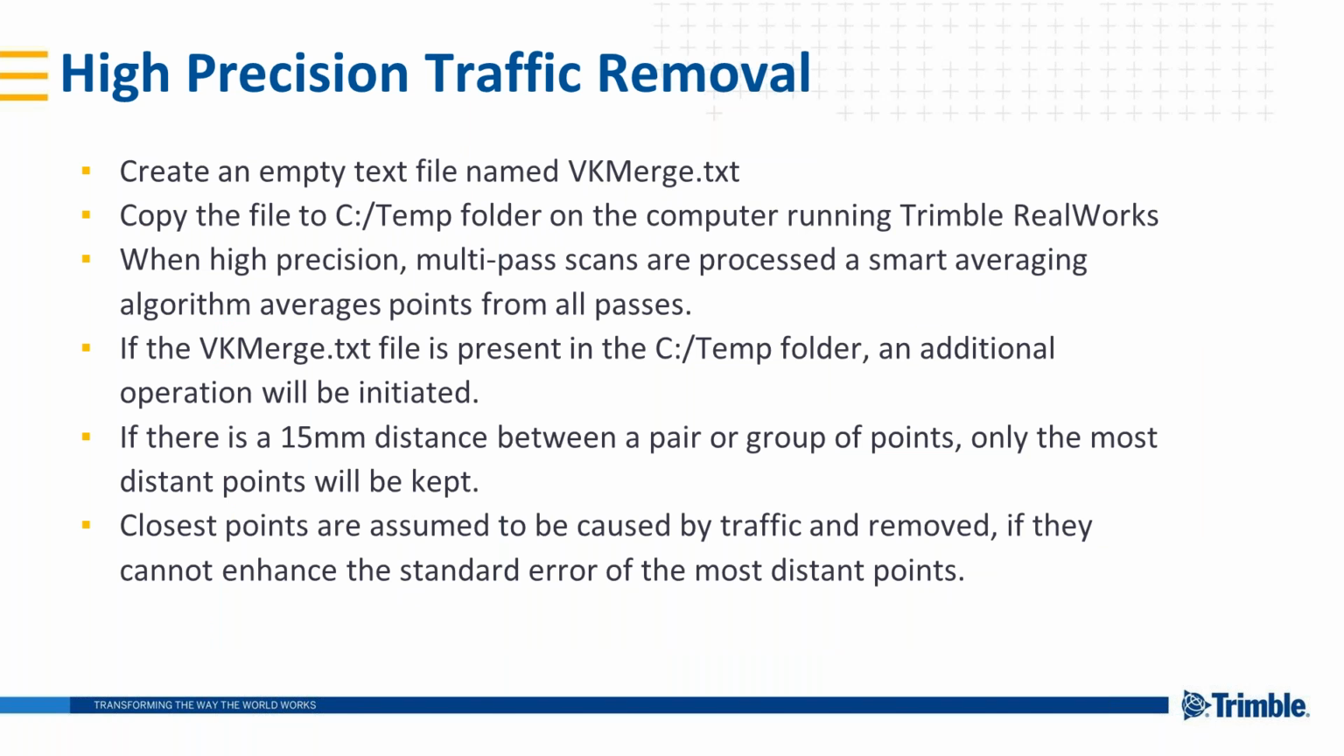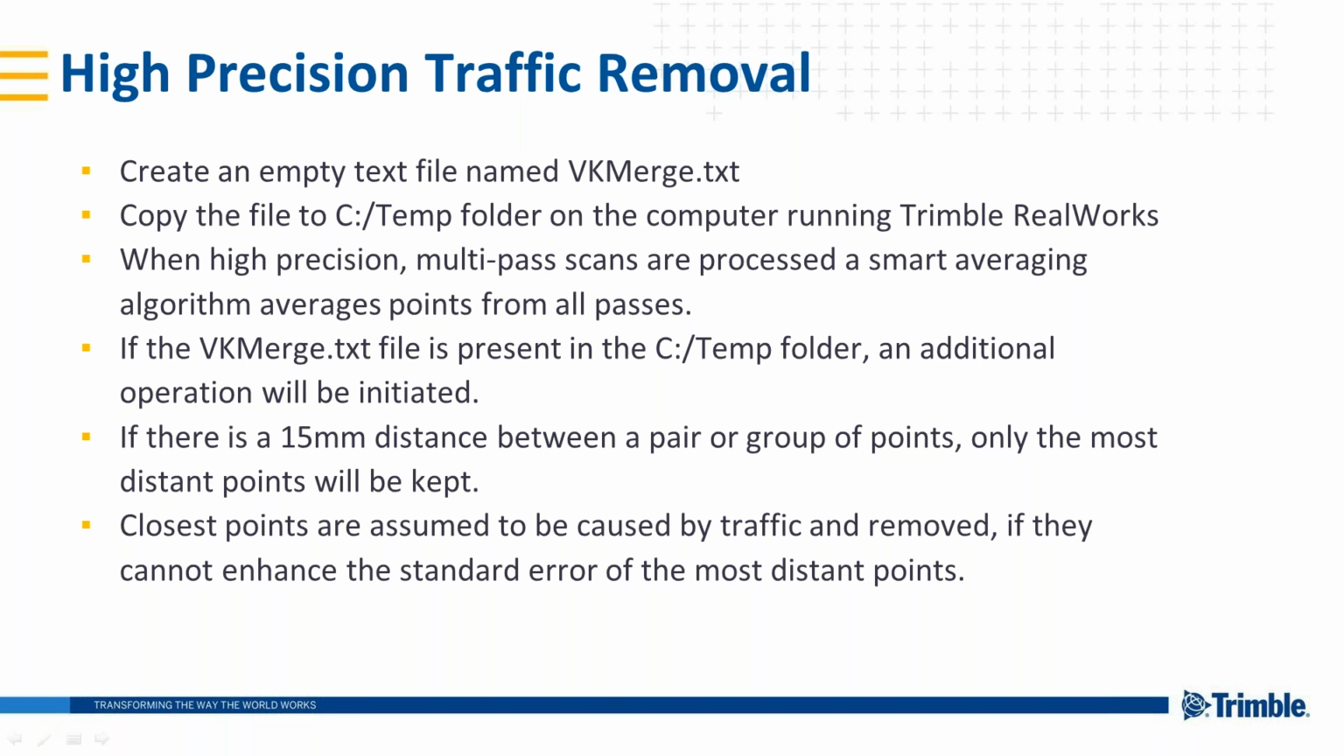The TX8 high precision mode can also be used to reduce noise in high traffic areas. To do this, you must manually create an empty text file named VK merge in the temp folder on the computer running RealWorks. When high precision multipass scans are processed with the smart averaging algorithm to average the points from all the passes, and when the VK merge file is present, an additional operation will be initiated. If there is a 15 millimeter distance between a pair or group of points, only the most distant points will be kept.